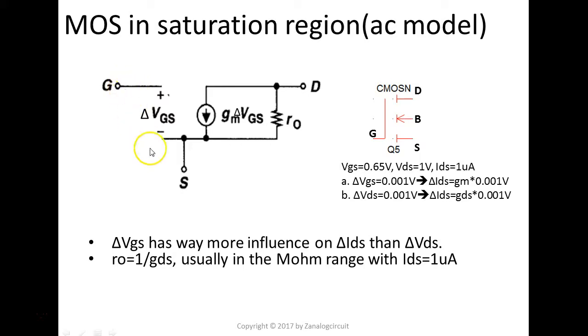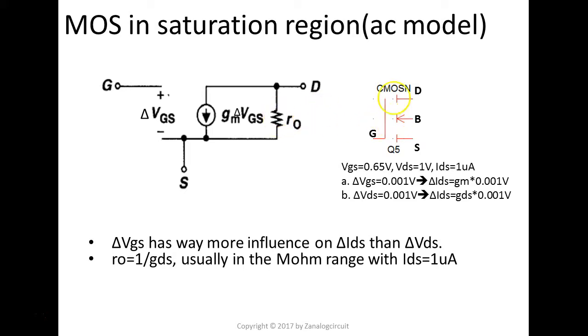It has only 3 terminals: gate, source, and drain, and it has one current source. That current source is controlled by delta VGS, which stands for the change of VGS, and the current source is also in parallel with RO. That's in HSpice. In Cadence, I remember that was represented as GDS. 1 over GDS equals RO.